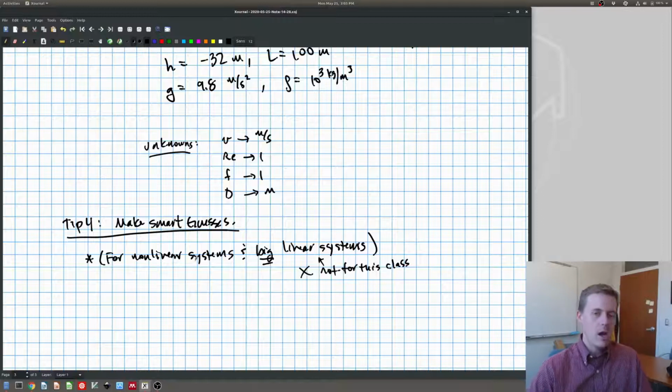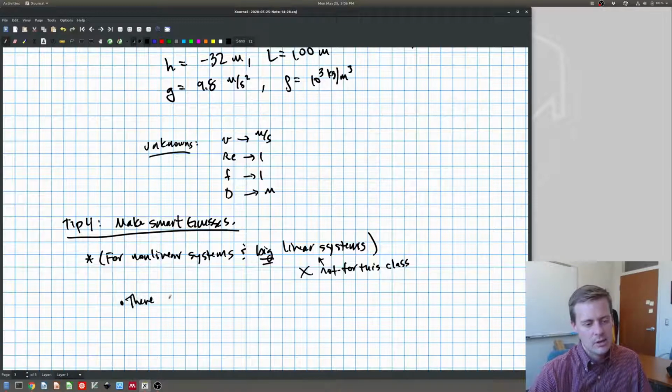And I often get lots of questions from students that say, how do I come up with a good guess? I try to guess, it doesn't converge. I try to guess, it doesn't converge. Okay? So I'm going to say a couple things about this. So the very first thing I'm going to say is there are no guarantees.